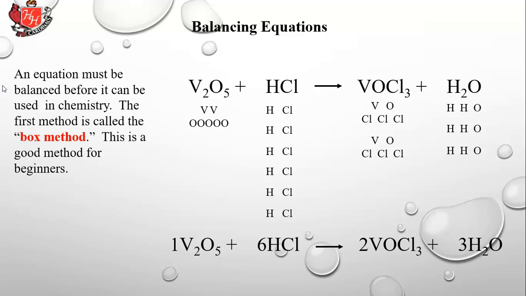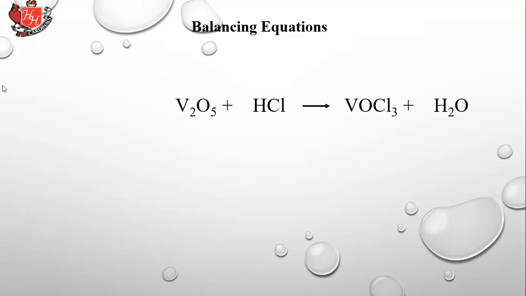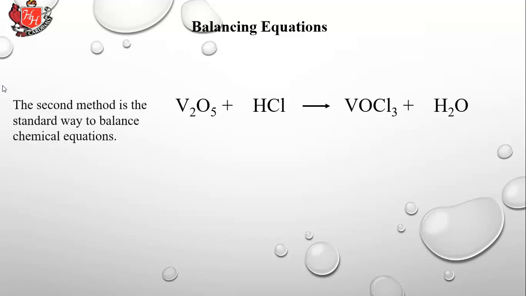Let's move on and see a different method, really a little bit more sophisticated method that you eventually want to do, because as you can see, the box method can take up a lot of space on your page. You don't always have a lot of space to work with. So here's the same equation, and the second method is the standard way to balance a chemical equation. So the first thing you do very simply is you take each of the elements and you write them in a column right below the arrow. You'll see some books that put them over to the left side. I like to write them in the middle so we can see that they're balanced on both sides.